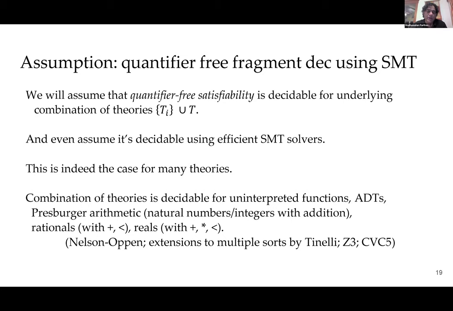And this is a natural assumption, right? Because you can do lots of theories. So Nelson-Oppen tells you can combine such theories as well, and therefore you have Presburger arithmetic on natural numbers with addition, rationals, reals, uninterpreted functions, algebraic data types. The combination of them do have quantifier-free satisfiability being decidable. So we'll assume those.